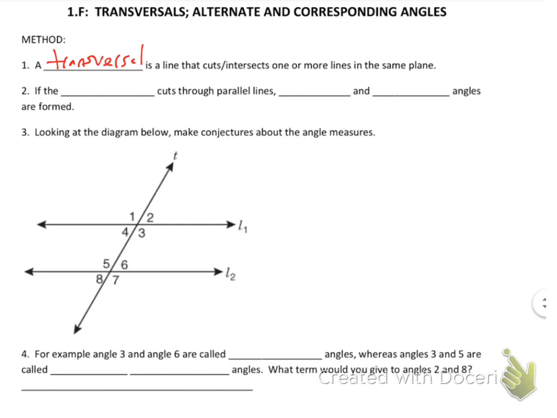So if the transversal cuts through parallel lines, blank and blank angles are formed. Wait a minute. What kind of angles are formed when I have something like this happening? These are parallel lines. Line 1, line 2 are parallel, cut by a transversal, we'll call T.